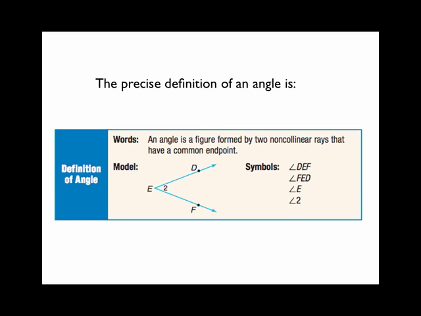The precise definition of an angle is: an angle is a figure formed by two non-collinear rays that have a common endpoint. We see this angle here can be named angle DEF, angle FED, angle E, or angle 2.